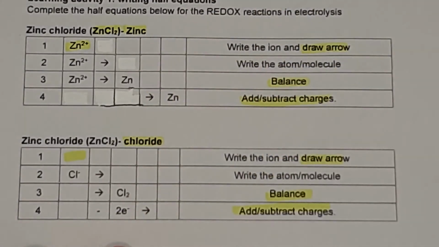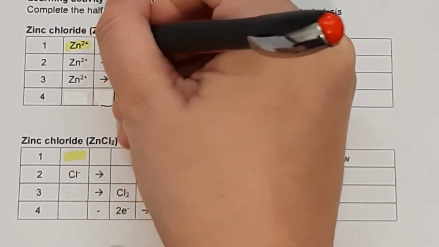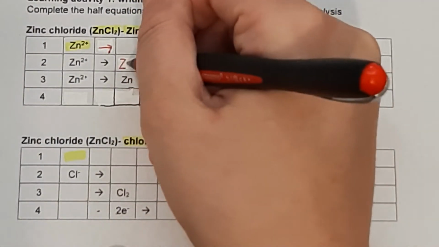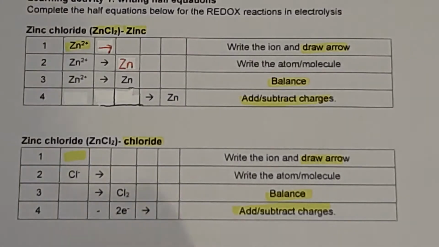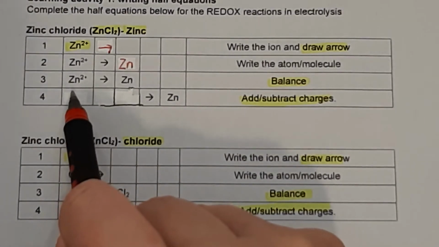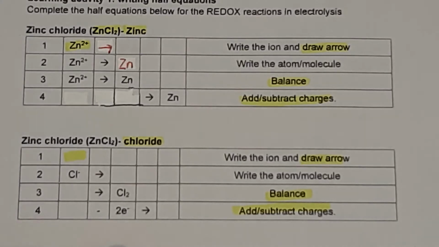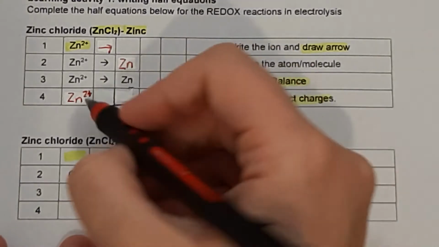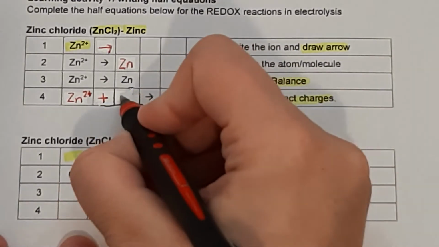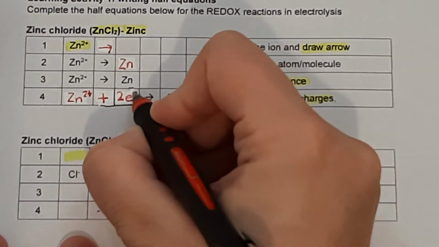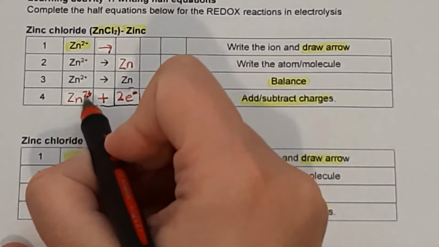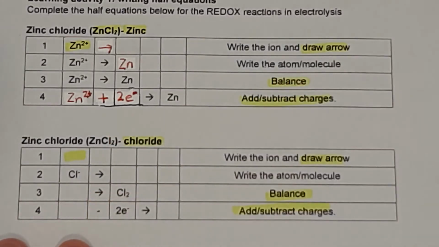So write the ion and draw the arrow. The ion is here for us, we need to add our arrow in. Then write the atom or molecule. The atom this time is zinc. It's just 1 atom. We're going to balance it. Well, that's balanced already because there's 1 zinc and still 1 zinc. Then we're going to add or subtract the charges. So we've got zinc 2+, and this is positively charged, so we're going to have to add some electrons, and we have to have 2 electrons, 2 lots of e-, because there are 2 positive charges here, so we need to get rid of both those positive charges by adding 2 electrons, and that is going to turn into zinc. So make sure you've got that written out and corrected.